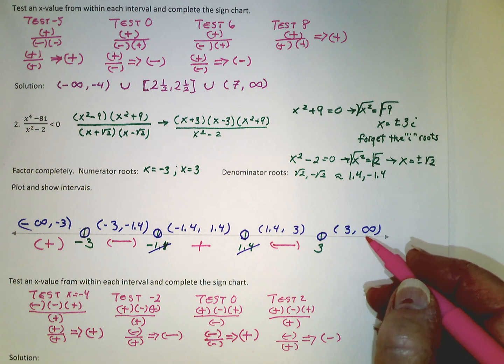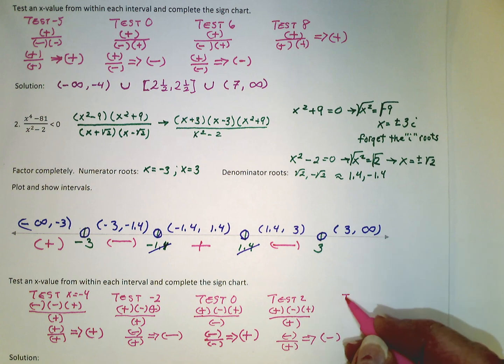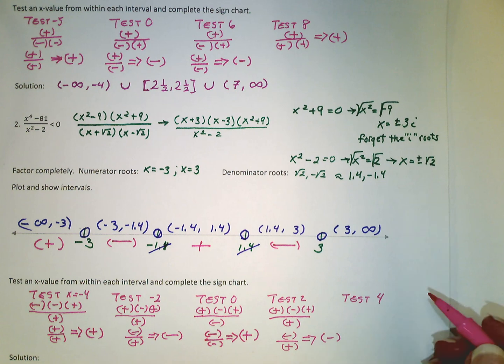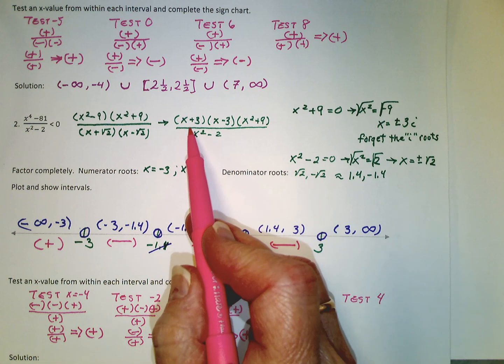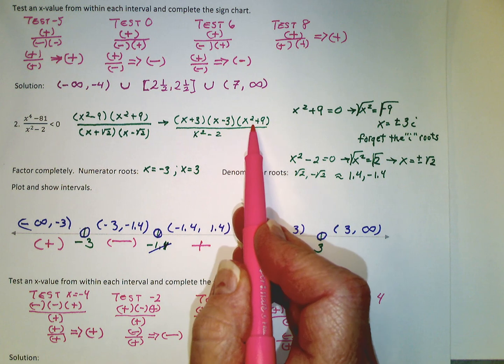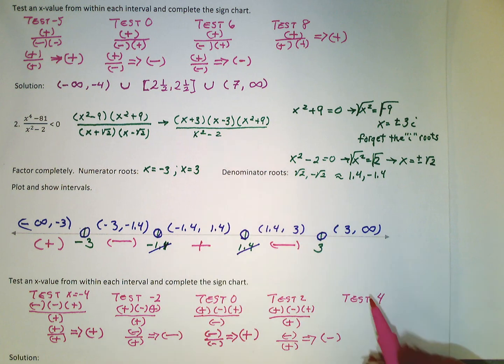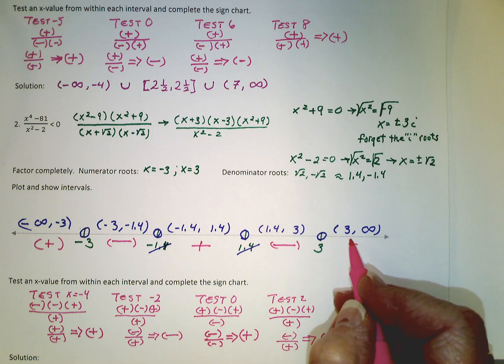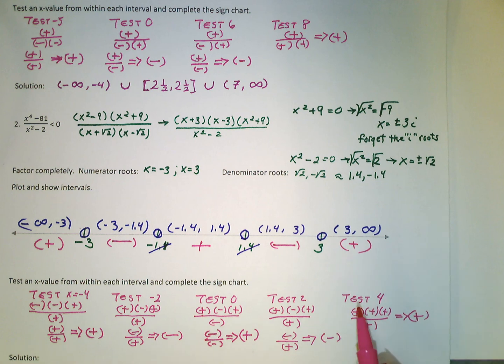Finally, anything bigger than 3. I'm going to just test 4. Positive, positive, positive, positive. So that implies that any x value in this interval is going to make the whole fraction positive.